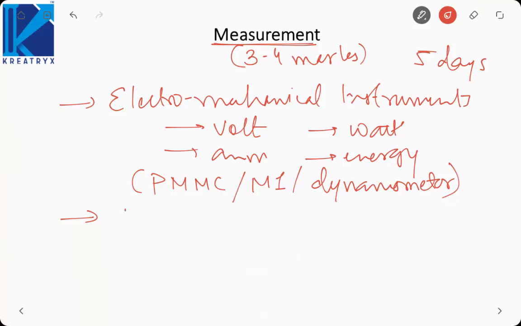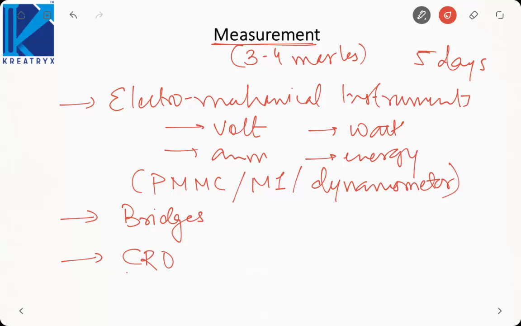Then the next topic is bridges. Bridges, no need to memorize the expressions. Just remember the formula that the product of opposite branches is equal for bridge balancing. Here Wheatstone bridge is also important, so do read about the sensitivity of the Wheatstone bridge.